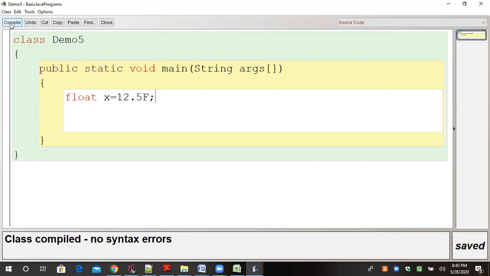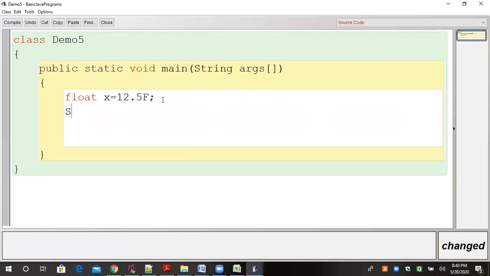Yes, sir. Okay, great. Understand. So now we can also print value plus X. No problem. 12.5 will be printed. This F will not be printed because this F is not part of the value. It basically indicates that I am converting this fractional value into a float.